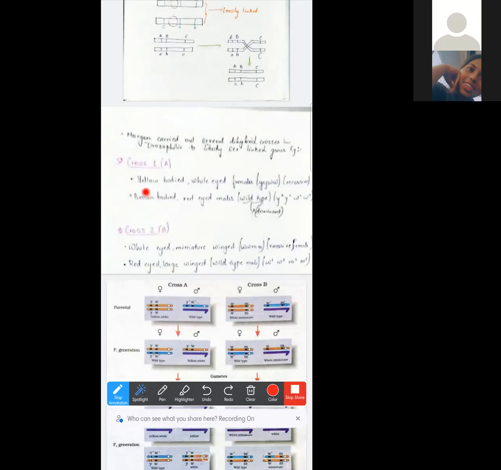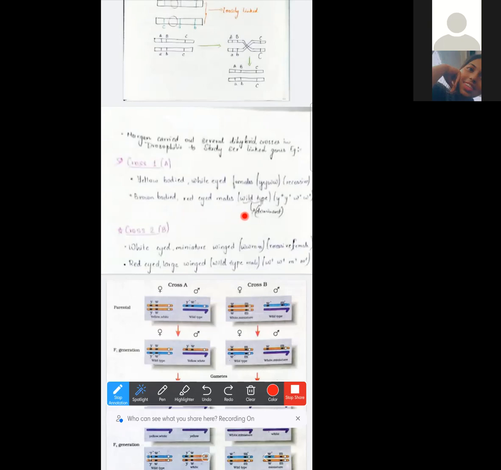So cross one. For cross one, he took a yellow-bodied, white-eyed female, which is recessive. Its genotype is small y, small y, small w, small w. And in case of male, he took brown-bodied, red-eyed males, which is wild type. Wild type here basically means dominant.